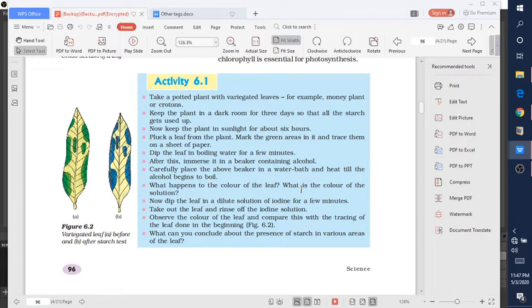So in this experiment we see that only the green part of the leaf turns blue with iodine solution. So we can say that the green part of the leaf photosynthesizes and produces starch. Also, the green color of the leaf is because of chlorophyll. We can also say that only the chlorophyll containing part of the leaf makes starch. The other part does not make starch.